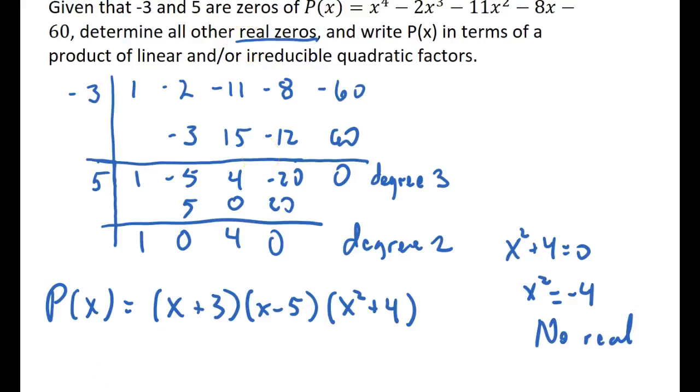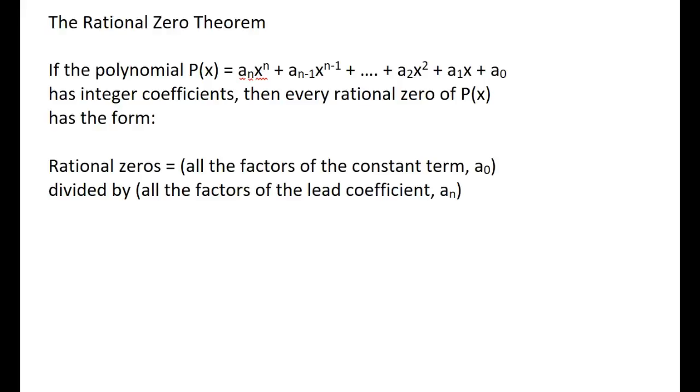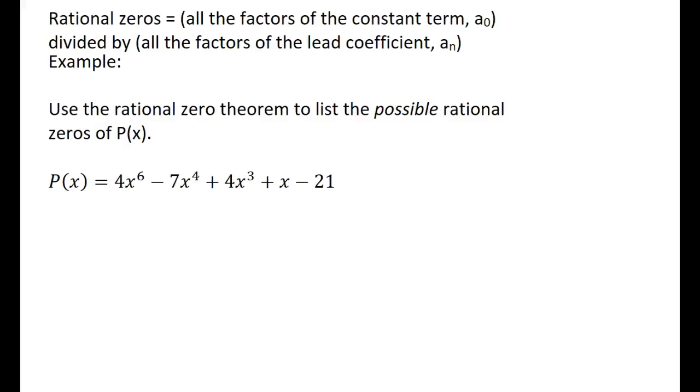Another helpful theorem is the rational zero theorem, and this says if I've got a standard polynomial, and it has to have integer coefficients, folks. If it doesn't have integer coefficients, then this won't work. But if it does, then every rational zero of p of x has the form of all the factors of the constant term, that's the last term, divided by all the factors of the lead coefficient. Okay? Now I'm going to do an example so this will be clearer.